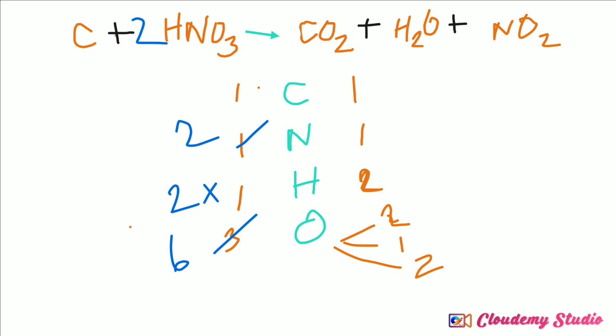The right hand side nitrogen is only 1 time, but the left hand side 2 times. So in order to make it equal, we can multiply by 2 times. So that 2 has to be written here. Now when we multiply this nitrogen dioxide by 2, what happens? 2 times 2, 4. That is, this 2 has become 4.